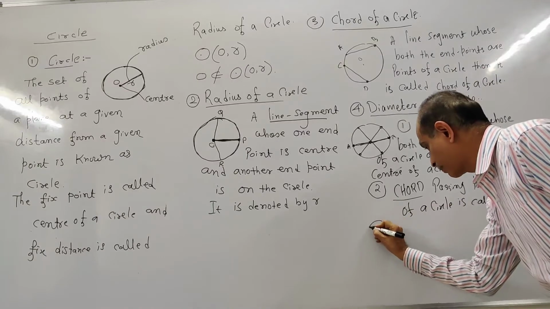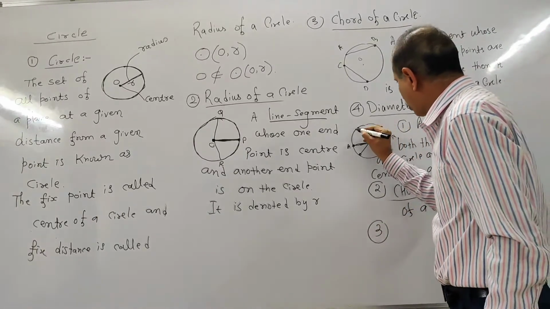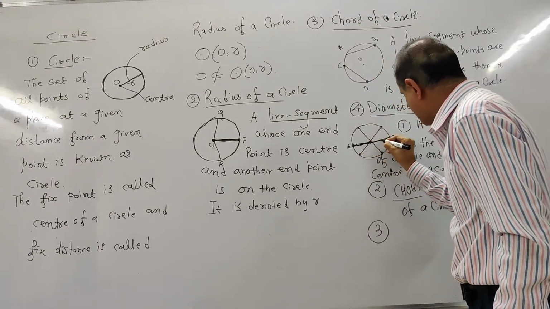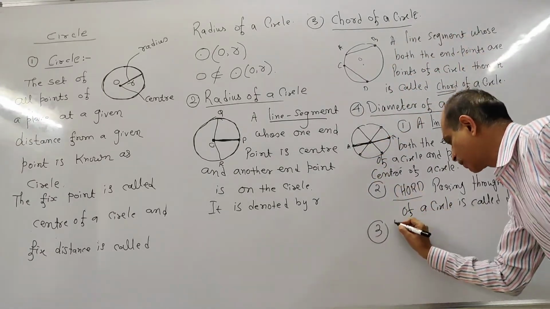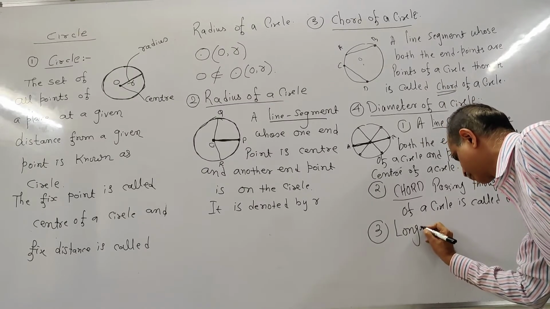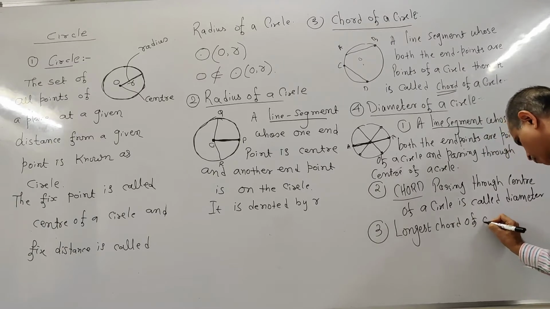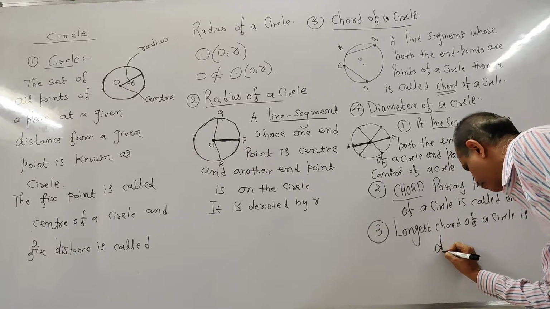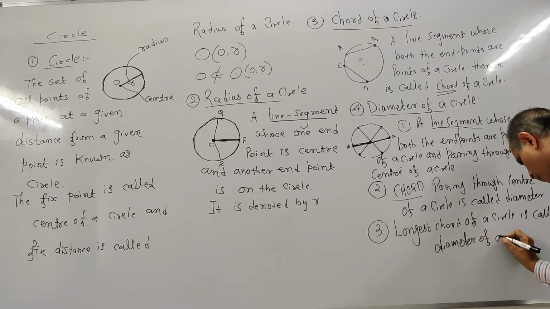You can also define the third definition. You know, in a circle, when you draw a chord, this one is the smallest chord. But when this chord is passing through the center of a circle, that is known as the longest chord of a circle. So the third definition is: longest chord of a circle is called diameter of a circle.